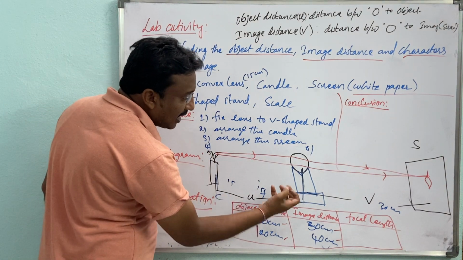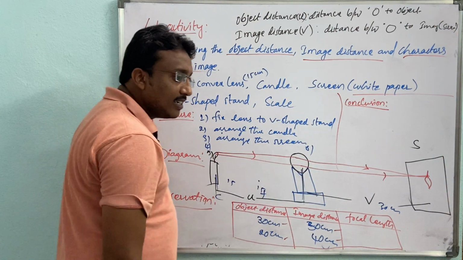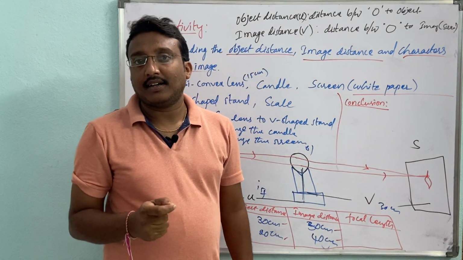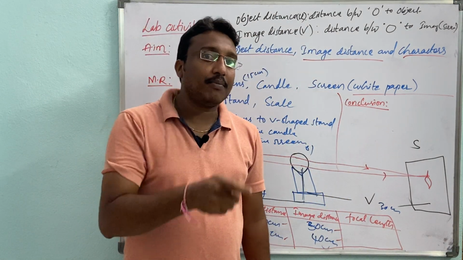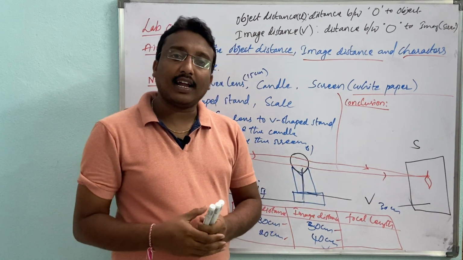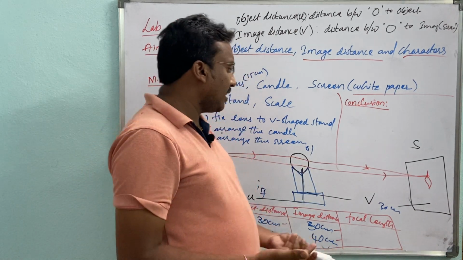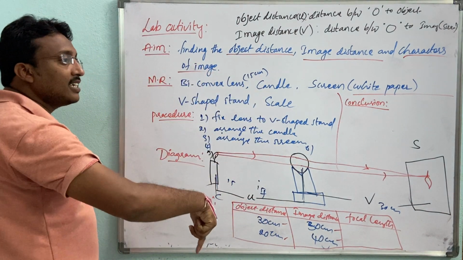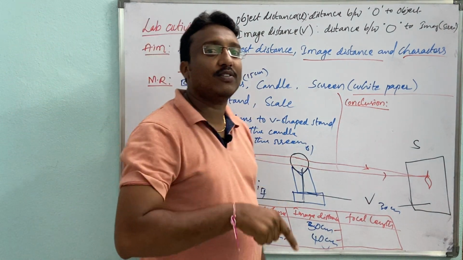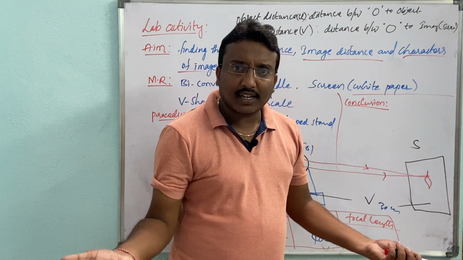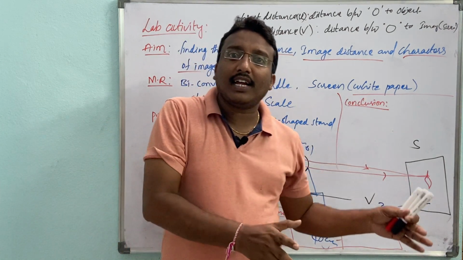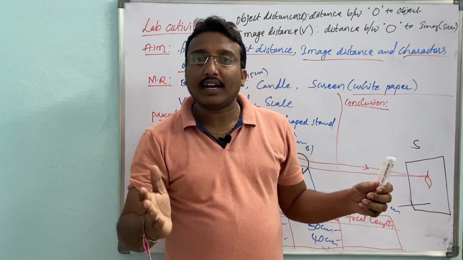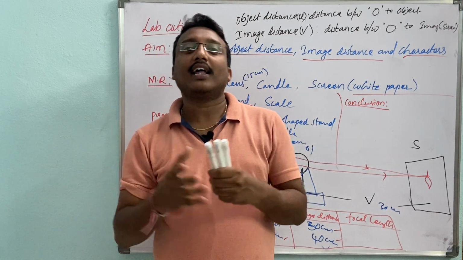To form the real image with a given lens, what is the minimum distance to get a real image? Simple. The focal length of a given lens is the minimum distance to give the real image, isn't it?